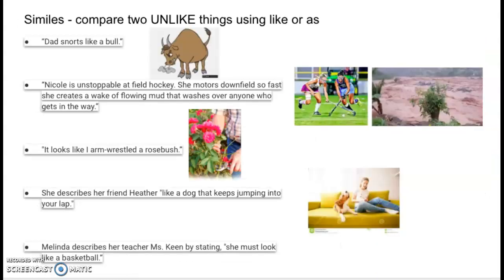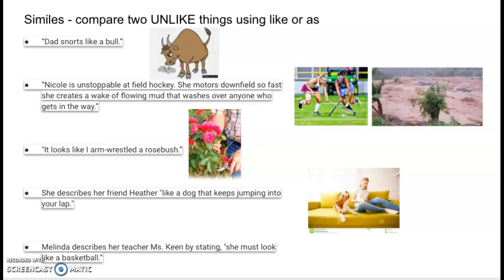Let's look at the next examples. These are similes, and in similes we use like or as to make that same kind of comparison where we say one thing is like or as the other thing. And remember, the key is these things have to be unlike in the first place. So the first is she uses humor when she states, "Dad snorts like a bull." Again, she's using this bull imagery.